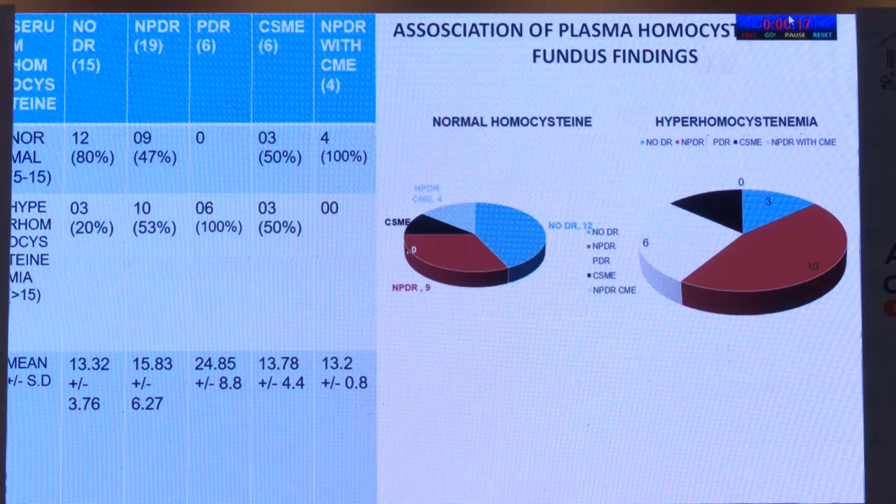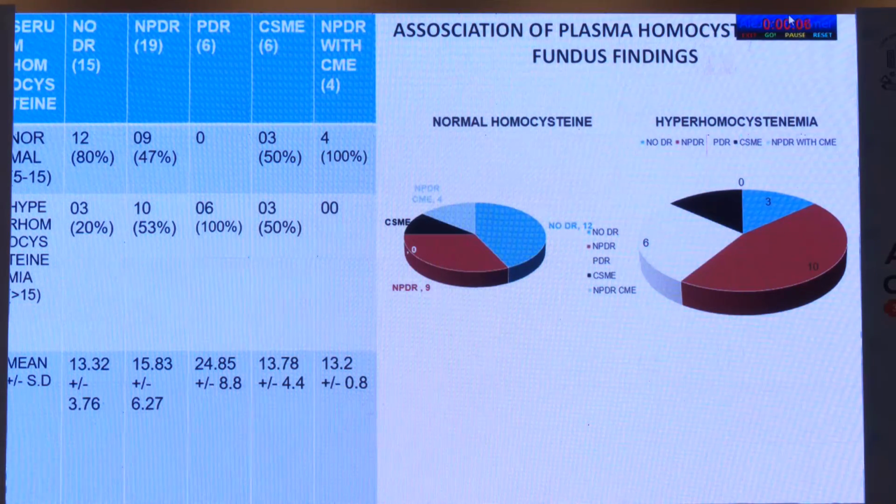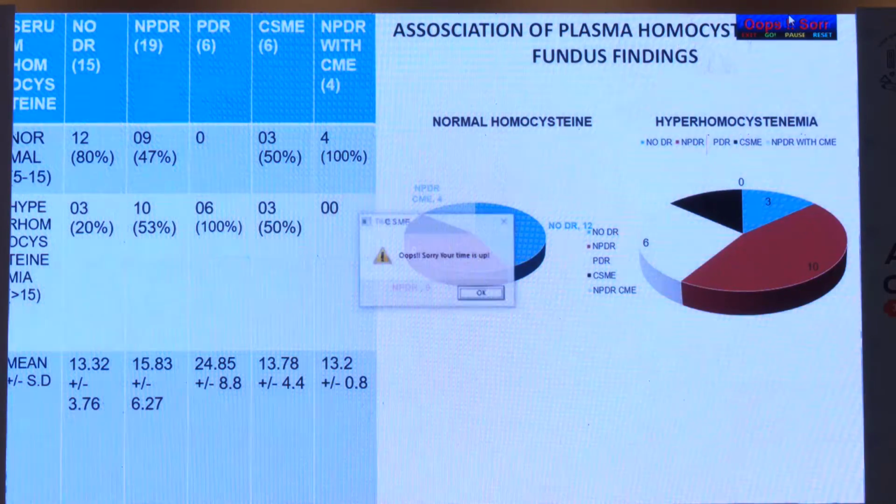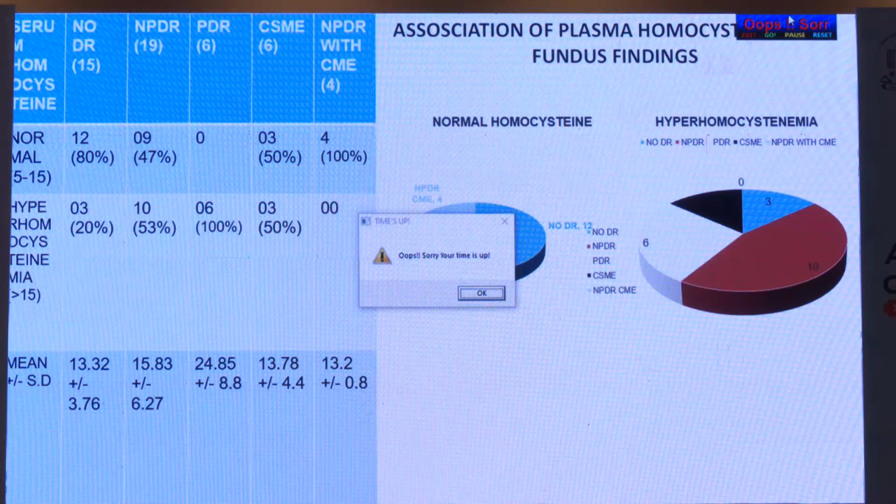This table shows the association of plasma homocysteine with fundus findings. As we can see, hyperhomocysteinemia was seen in 3 non-diabetic retinopathy fundus patients, 10 in non-proliferative diabetic retinopathy patients, 6 in proliferative diabetic retinopathy patients, and 3 in CSME patients, and none in NPDR with CSME patients.